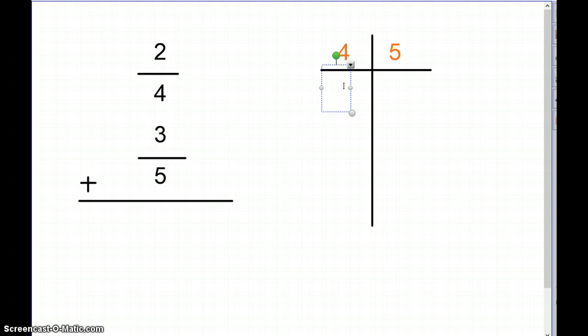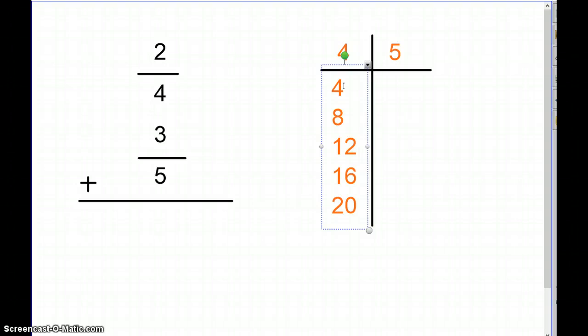So I'm going to go ahead and start listing my multiples of 4. Okay, 4, I'm counting by 4s. 4, 8, 12, 16, 20, 24, not 30, 28. I'm tired. I'm messing up tonight. 28, 32. Okay, so there's our first several multiples of 4.